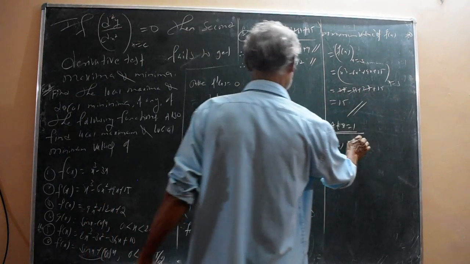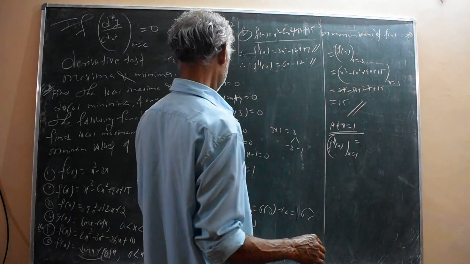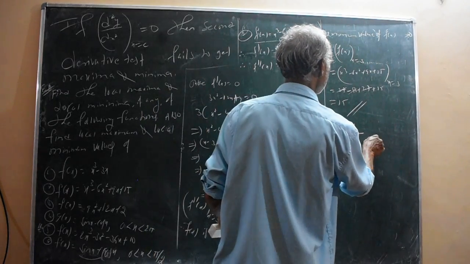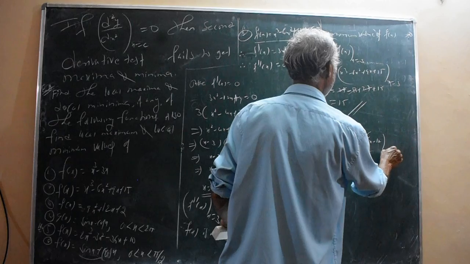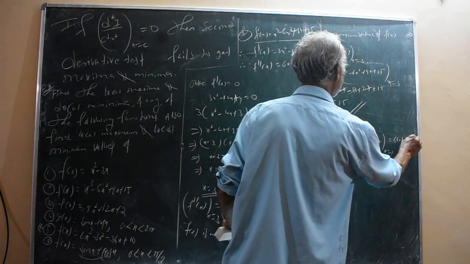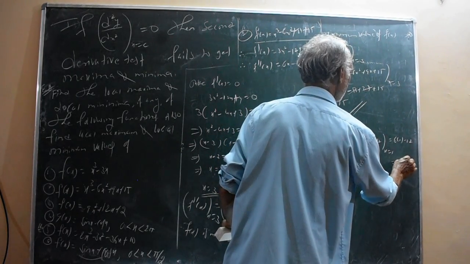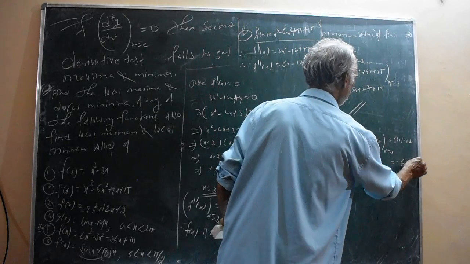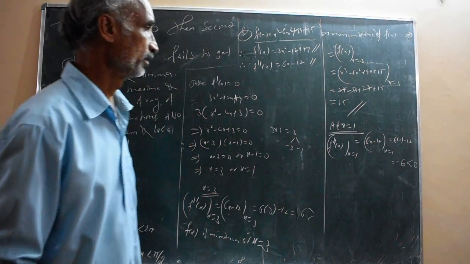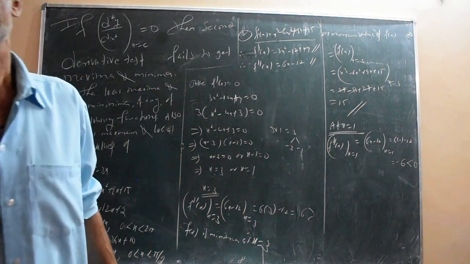x is equal to 1. f double dash of x is equal to 6x minus 12 at x is equal to 1. That is equal to 6 into 1 minus 12, which is 6 minus 12, that is minus 6. It is negative. Minus 6 is negative.